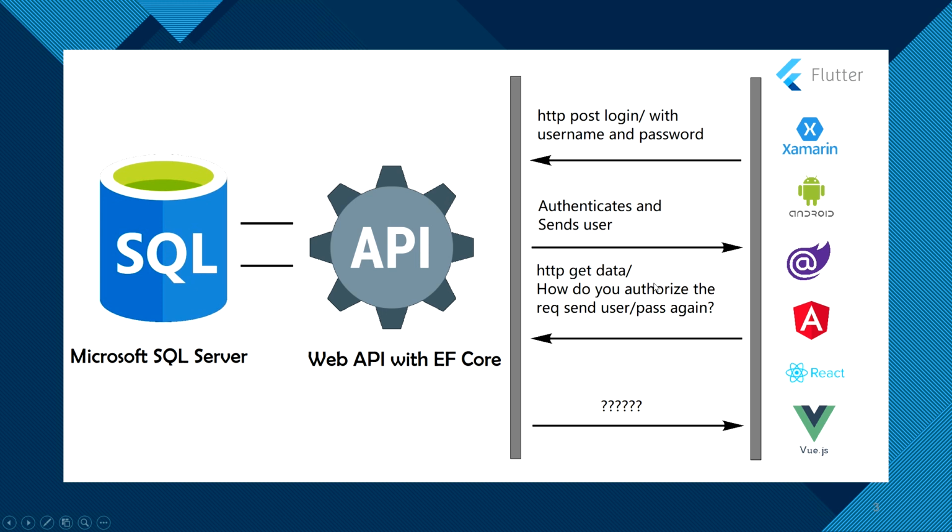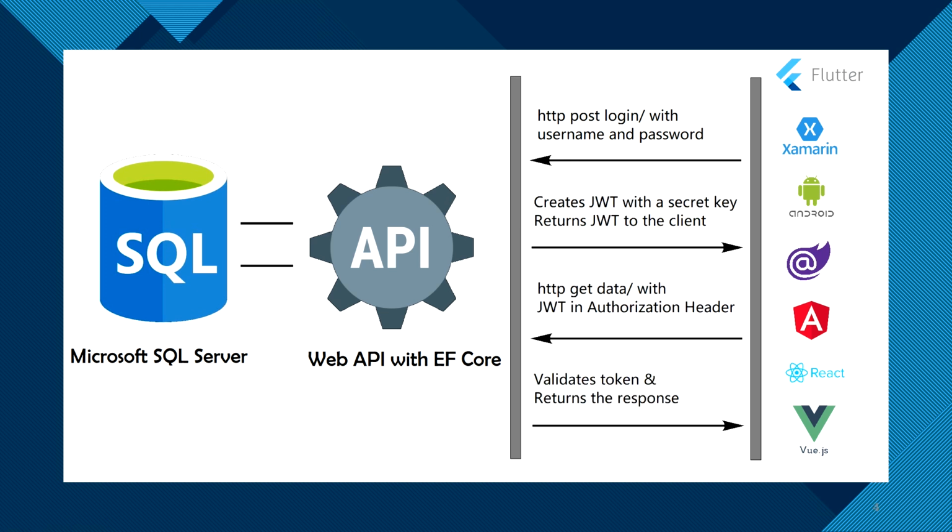But what happens if the client wants some other data? How do we authorize that request? How do we know that the person who logged into the system is the same person who's asking for the data? Pass username and password again? That's stupid, right? So to fix this problem, we use JSON Web Tokens.